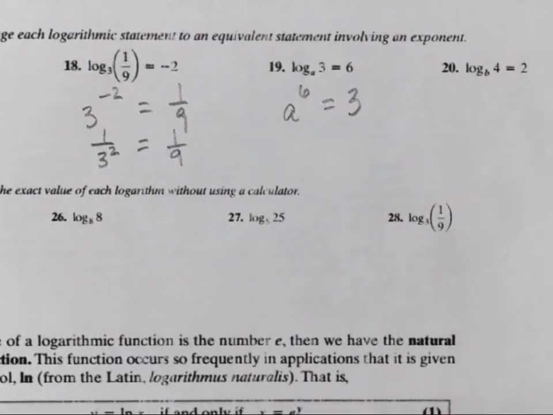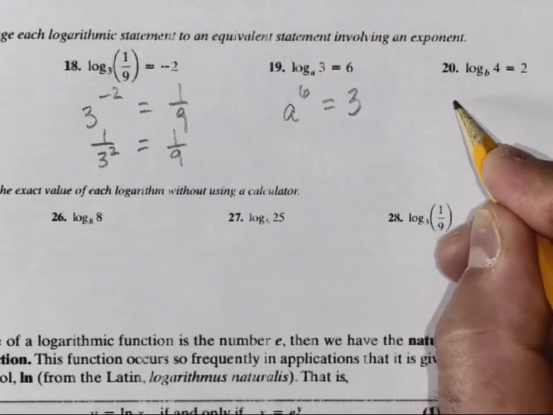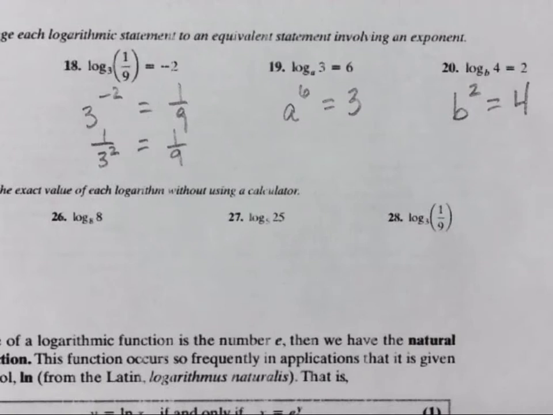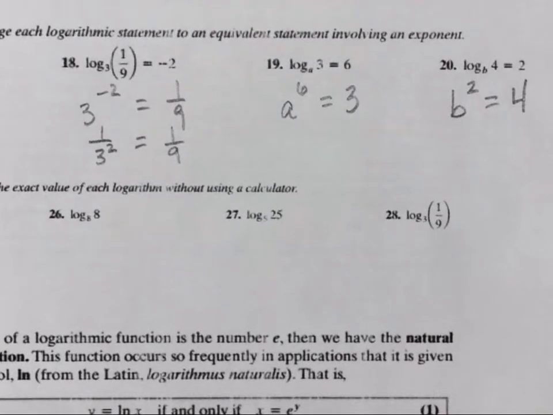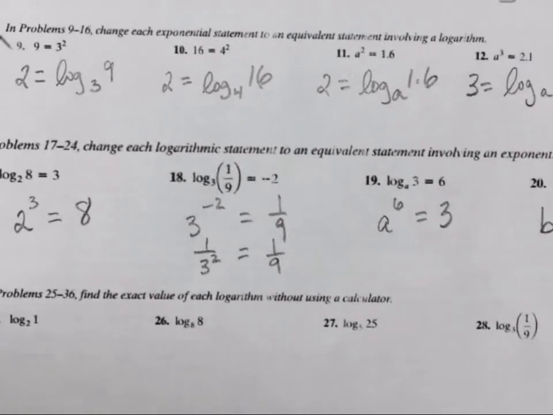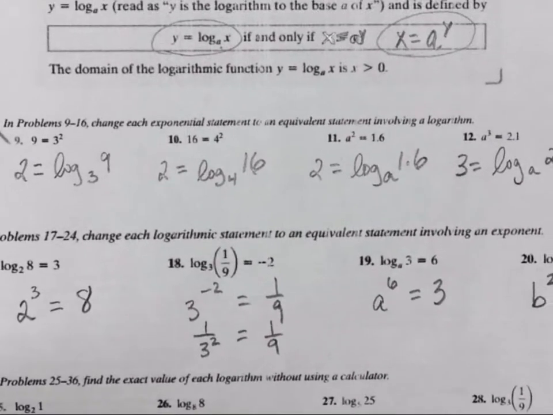All right. And then 20 would be b squared equals 4. So then if we took the square root of 4, that would be 2. So we could also solve for b there as well. All right, so that's how we go back and forth between logarithms and exponentials. Okay, so we're following this format up here.